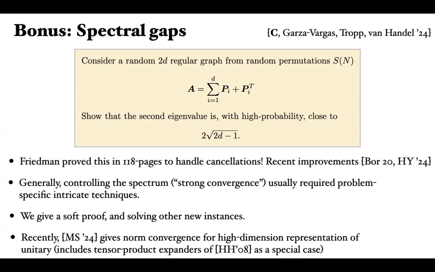However, with this Markov inequality as an input, we get a very soft proof of this result in much fewer pages. We're also solving other new instances. So this cancellation is precisely what the Markov inequality is able to capture. In these proofs, we don't really deal with all these higher order terms. They're just being systematically bounded by the Markov inequality.